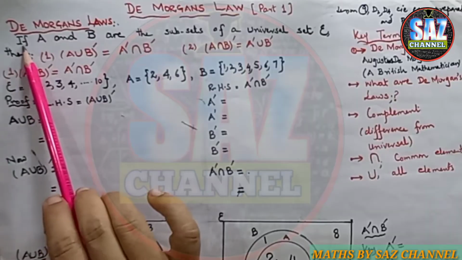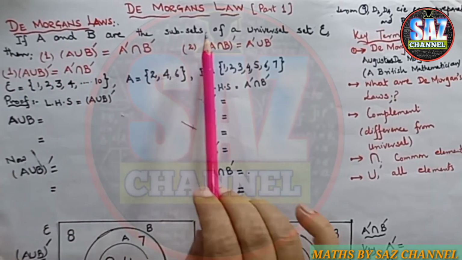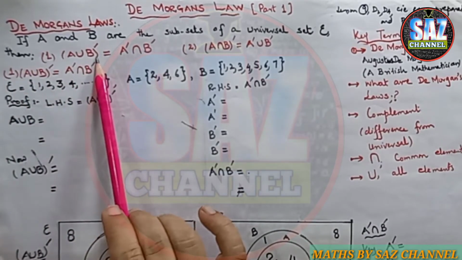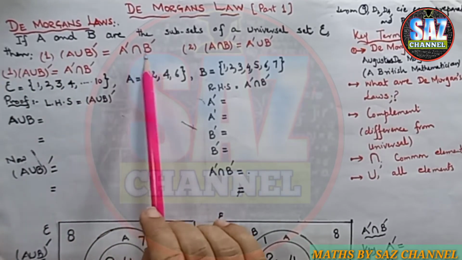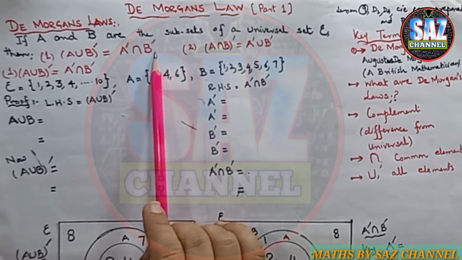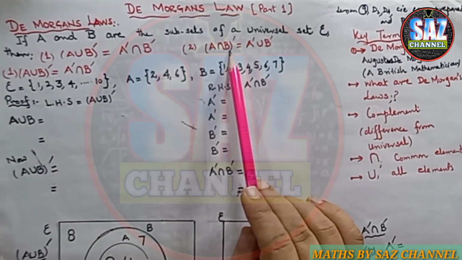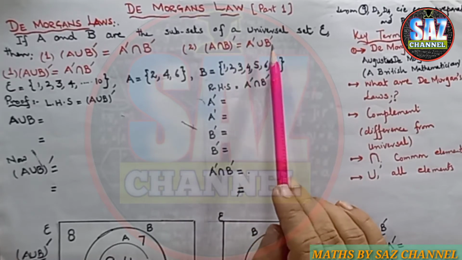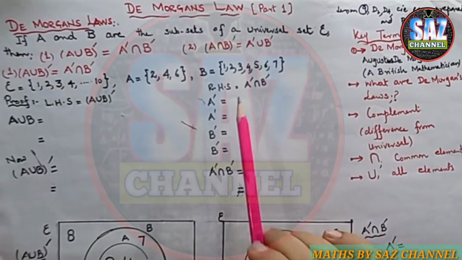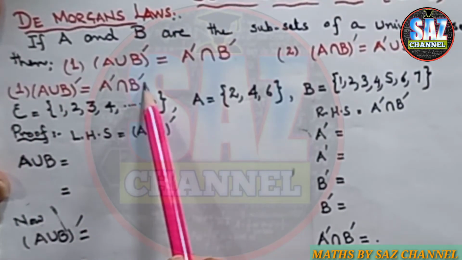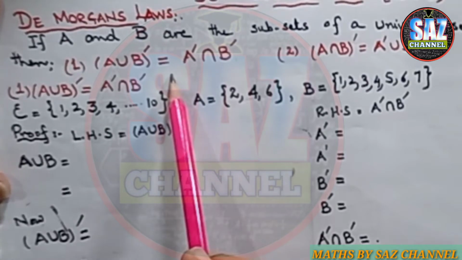The question says that if A and B are subsets of the universal set, then we have to prove that (A union B) whole complement equals A complement intersection B complement. And the second law is (A intersection B) whole complement equals A complement union B complement. I'll discuss these laws in two different lessons. Let's move to the first law, that (A union B) whole complement equals A complement intersection B complement.